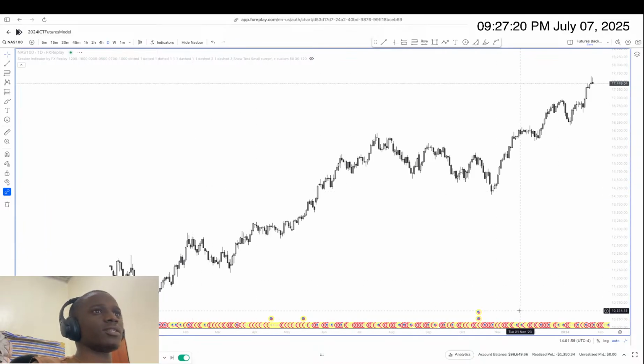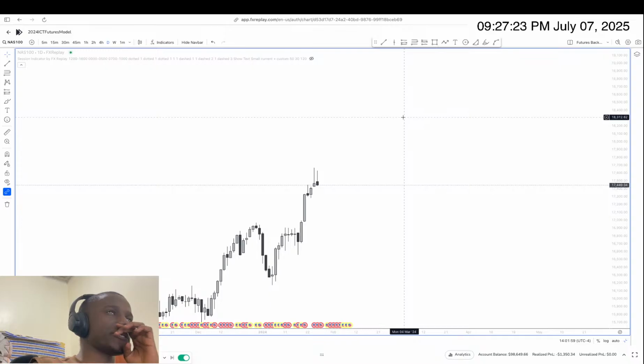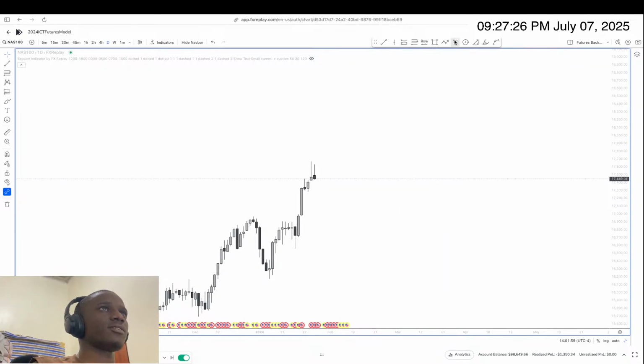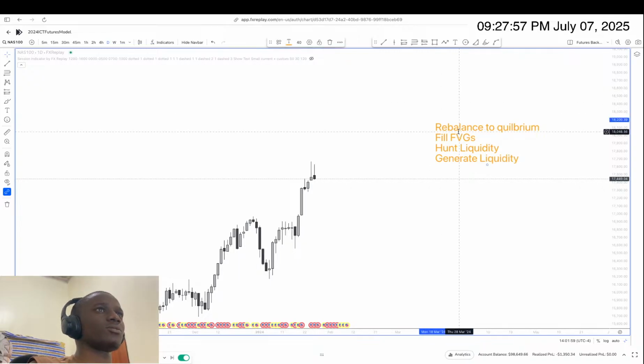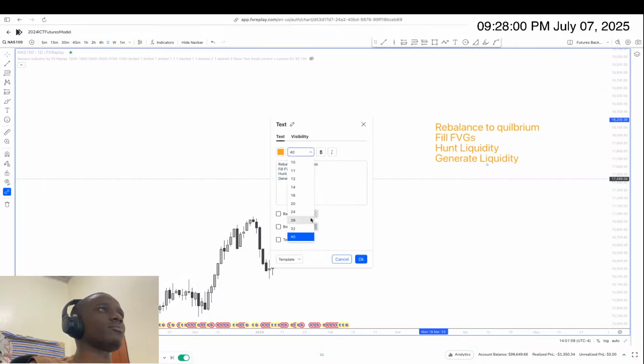Right, so before we start anything, we know price moves for 4 reasons, obviously. The first reason price moves is to rebalance to equilibrium. Then the second reason price moves is to fill fair value gaps, and the third is to hunt liquidity, and the last one is to generate liquidity. So this is what will make us know why we are taking a certain move.